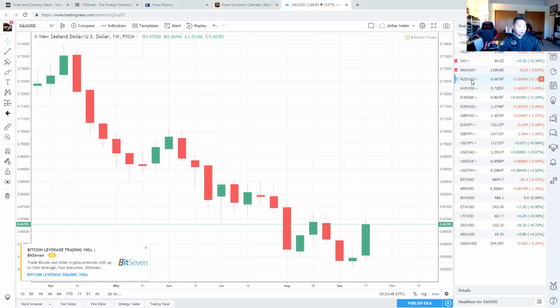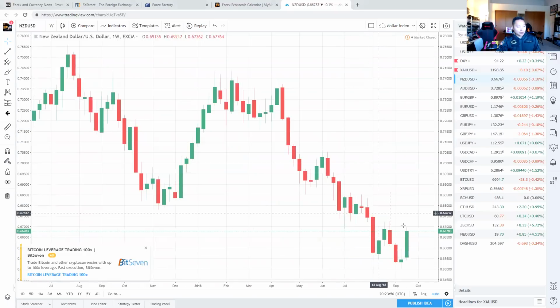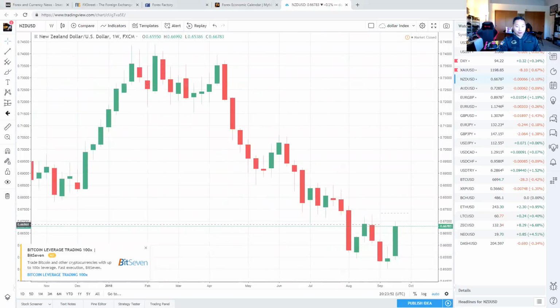Let's say New Zealand. New Zealand's been pretty strong. You can see a pretty strong bullish engulfing candle here on the weekly, closing out like this, and I'm expecting it to bull back up. What I'm looking for is to target 68 here, break 68 and then target 69 cents. We'll see where it goes from there, but those would be my two initial targets on the weekly, and that's a long-term swing.